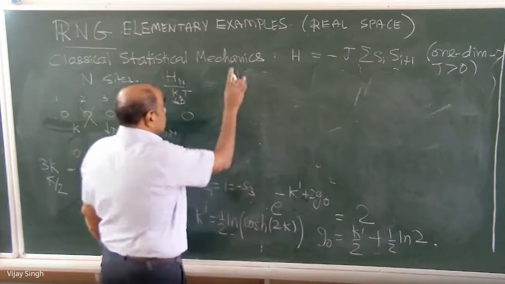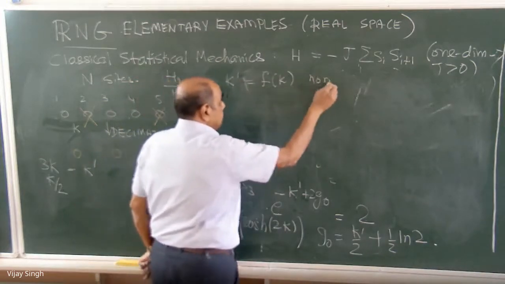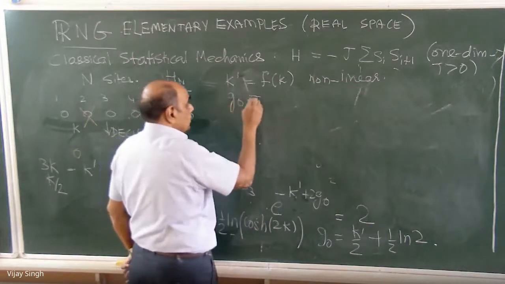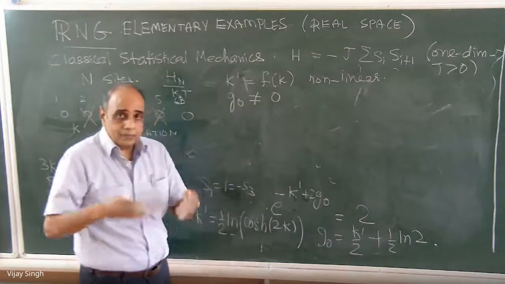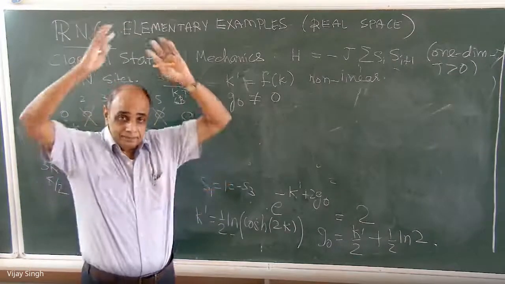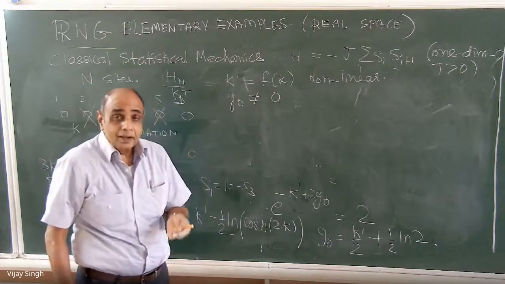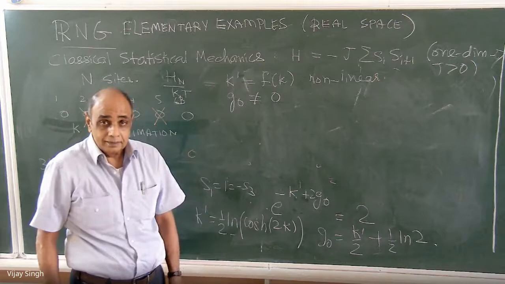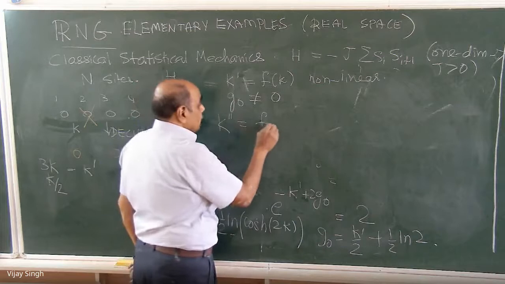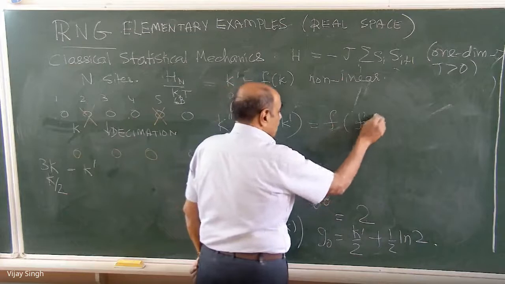So the first thing to notice is k prime is some function of k, which is nonlinear. And the second thing to notice is that my G0 is not equal to 0. That's why I said, let us allow for the possibility that it may not be 0. Is that clear? So now you say, what do I do with this? What I say is, you keep doing this over and over again. If you keep doing this, you get a k double prime equal to f of k prime, which will be equal to f of f of k.